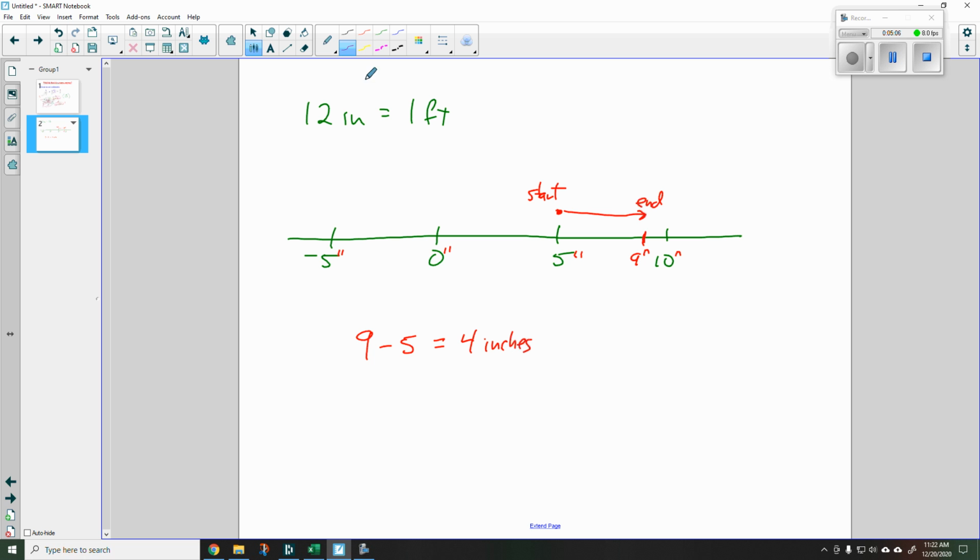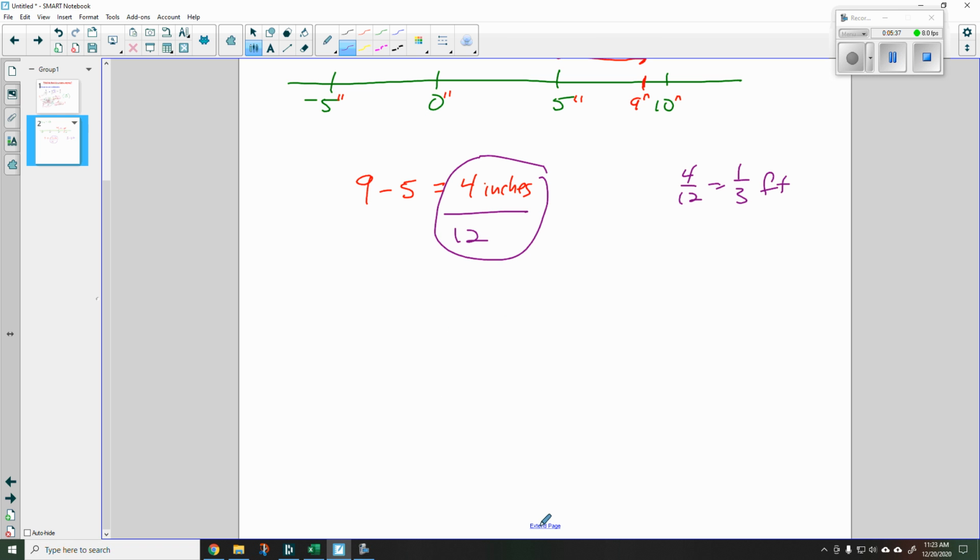Well, I would like to know, what is that in feet? And instinctively, what we do is we say, oh, we just divide by 12. And that would give us 4 over 12 feet, which would be 1/3 of a foot. So this 4 inches that I went is 1/3 of a foot. But I want to look at this operation right here. We do this pretty much without really thinking about it. But what am I really doing there? Well, I have 4 inches.